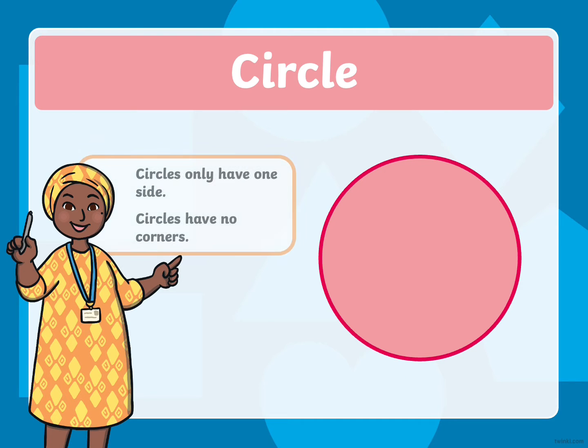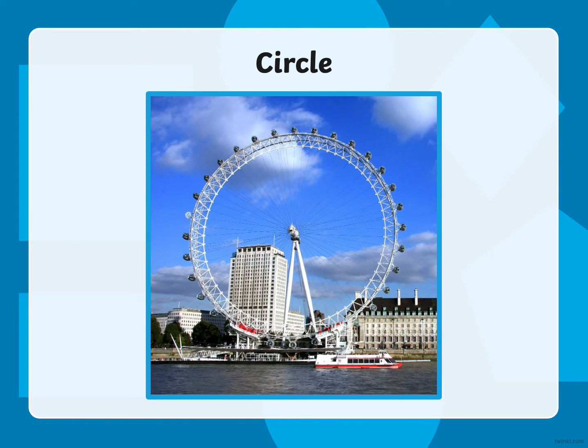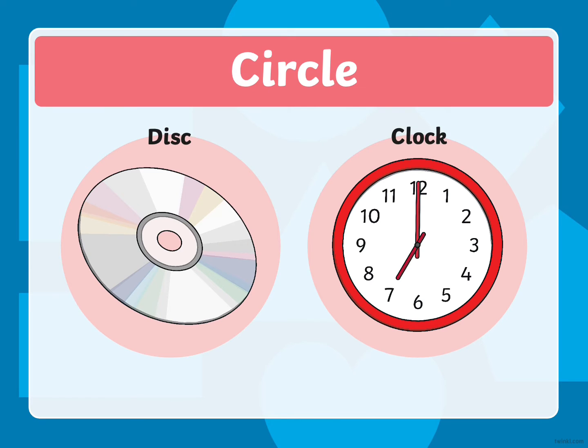So our first shape is a circle. A circle only has one side, and circles have no corners. So we're going to look at different examples of what a circle is. So if we have a look at a Ferris wheel, a CD disc or a DVD disc, or a clock.